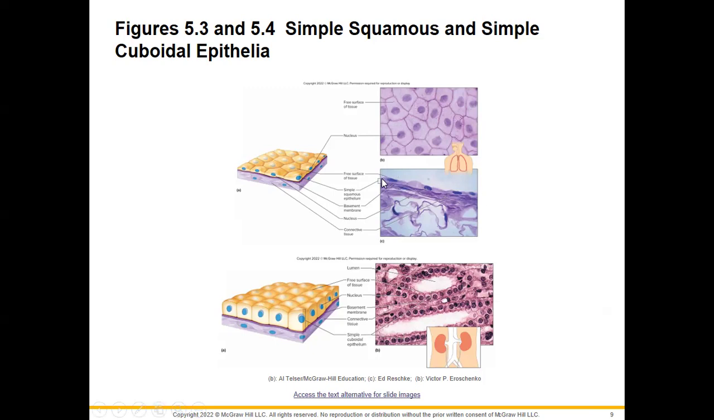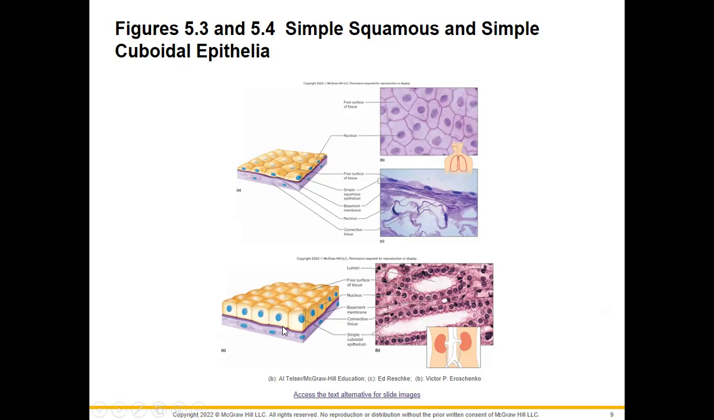So you see how it's really, really flat here. That nucleus that was in the middle of these cells, it's still in the middle, but it looks more flattened, whereas from the top it looked round. That is your simple squamous epithelium. All right, both of these images are simple squamous epithelium. You're just looking at them from two different perspectives.